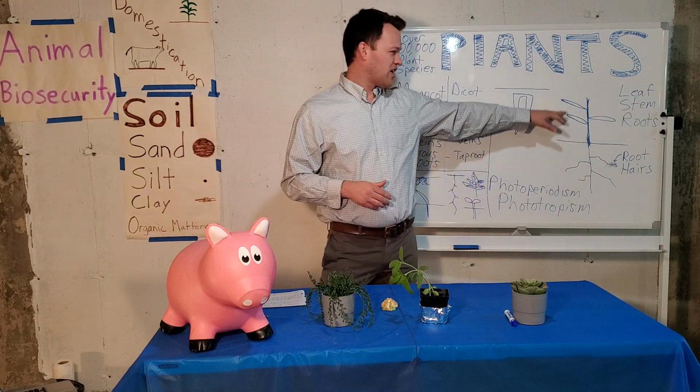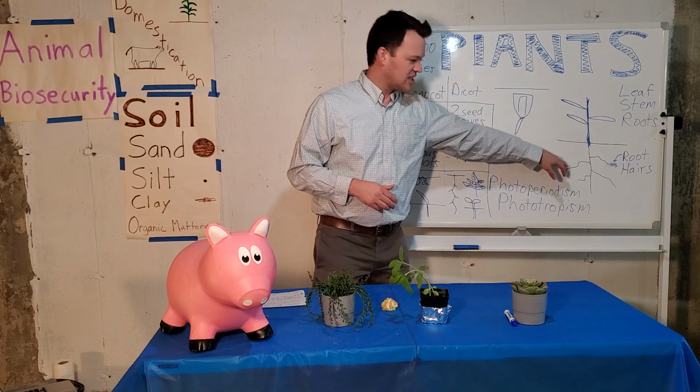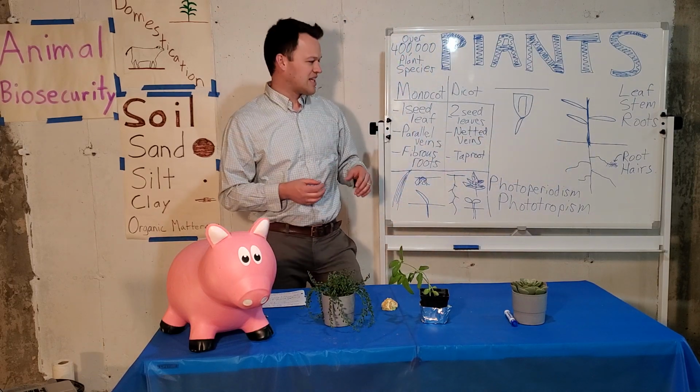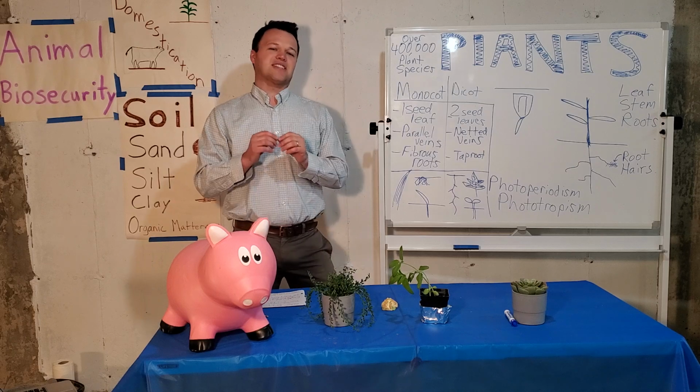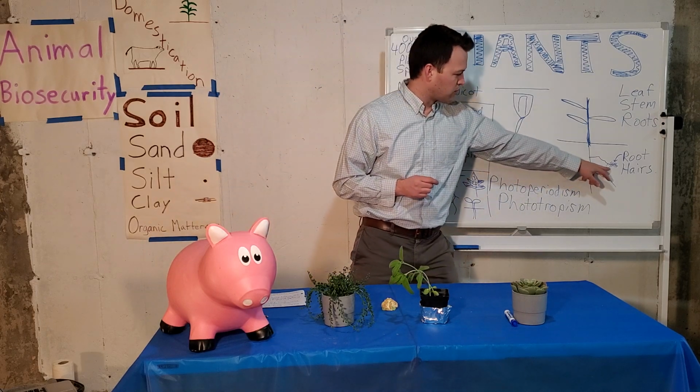But if we go over here to our leaf and our stem and our roots, the main job of the roots is to absorb water and nutrients, like we said. Now, a root itself is kind of like a tube, but what makes it really good, like a sponge, is the presence of root hairs.